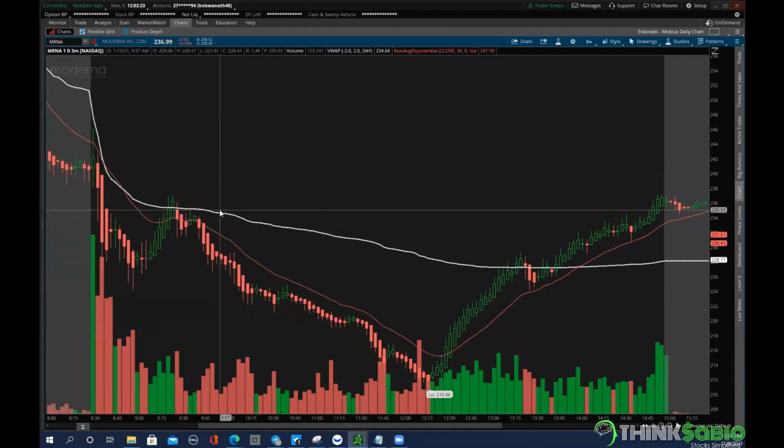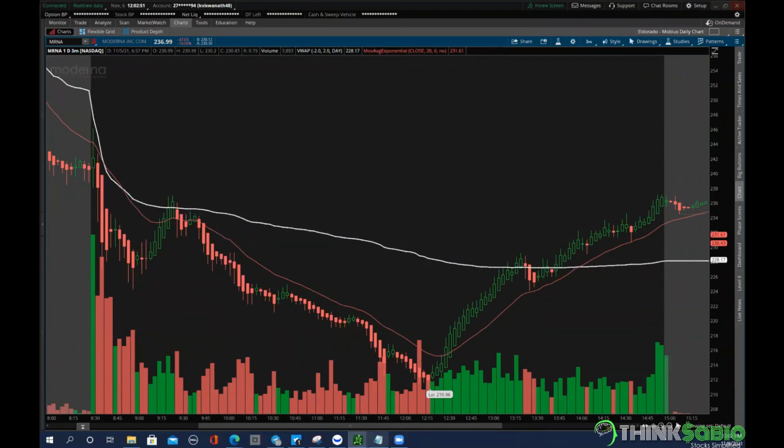All right, so the white line here, it's the VWAP. What is VWAP? VWAP is volume weighted average price. What a moving average tracks is just the price. It does not track the volume. What VWAP does is it tracks the volume and the average price both together.